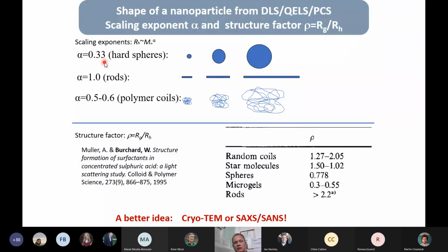And this scaling exponent is very sensitive to particle structure. So for hard spheres, remember that volume is proportional to the radius to the power of 3. So for hard spheres, the scaling exponent is 0.33. For rods, it's alpha equals 1. And for polymer coils, depending on the quality of the solvent, alpha could be in the range of 0.5, 0.6.